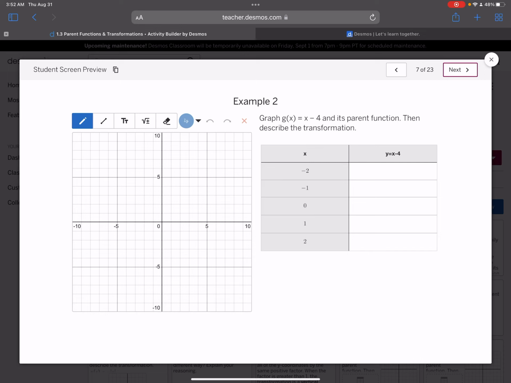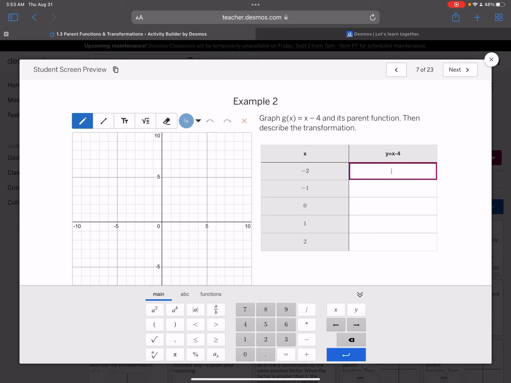So this first one, g of x equals x minus 4. I can already tell that's linear, right? But I'm going to go ahead, find my y value. So if x is negative 2, that's negative 2 minus 4. That is negative 6. Negative 1 minus 4 is negative 5. 0 minus 4 is negative 4. 1 minus 4 is negative 3. And 2 minus 4 is negative 2.